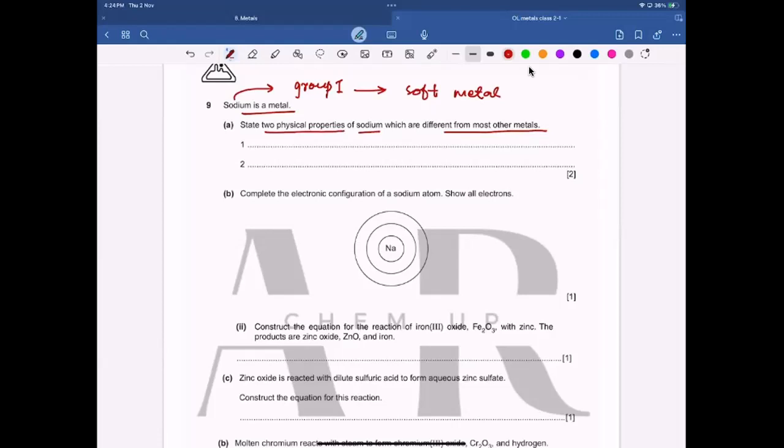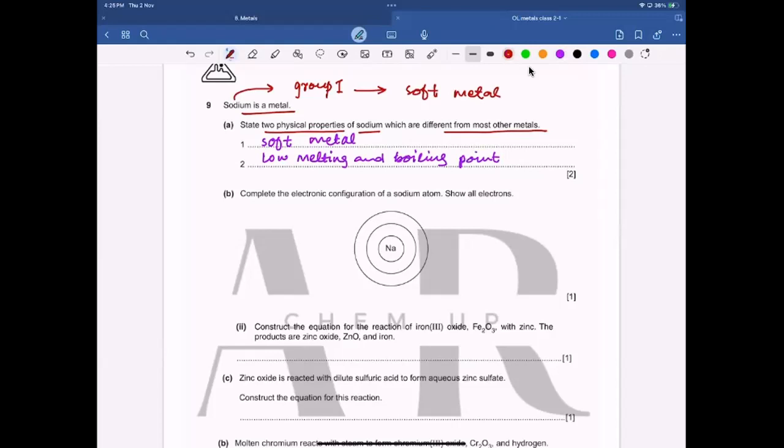So, it's a soft metal. What do you know about the melting points of metals? Do metals have a low melting and boiling point or high? High. But as it's a soft metal, it has a low melting and boiling point. Is this clear?